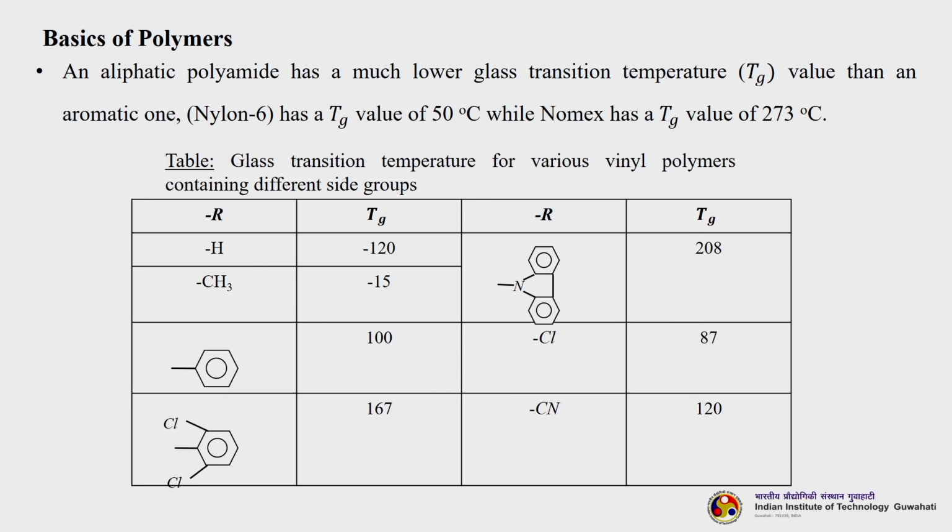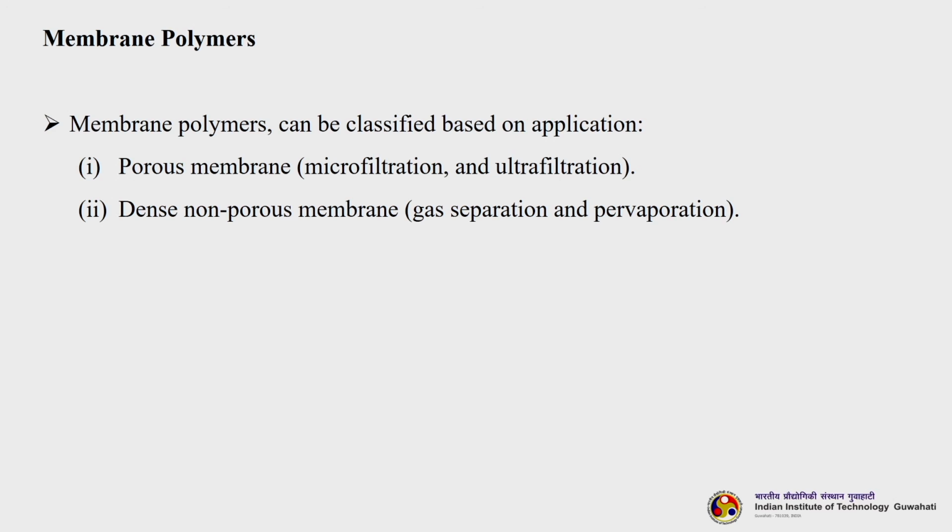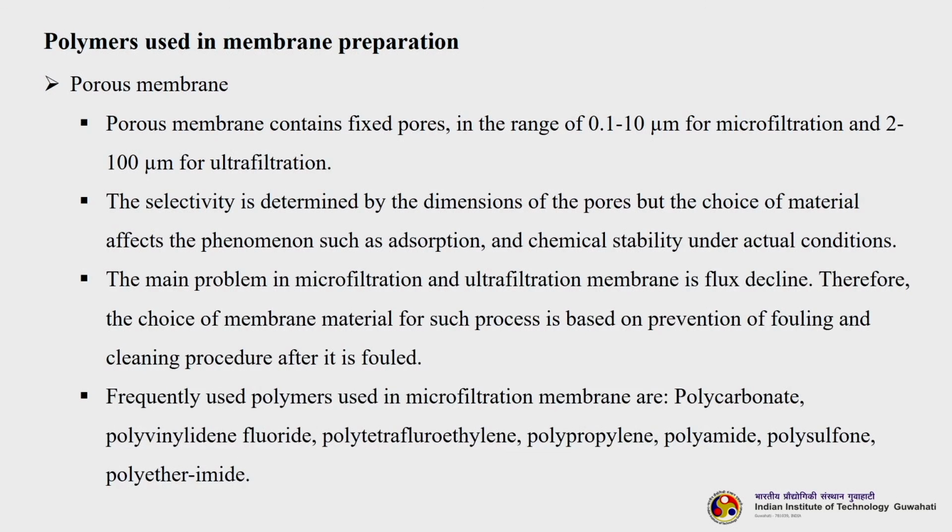This table gives the glass transition temperature for various vinyl polymers containing different side groups. Now, let us discuss membrane polymers. There are two different types of membrane polymers: one is based on porous membrane structures, another is dense or non-porous membrane structures. Porous membranes are used for microfiltration and ultrafiltration, and non-porous membranes are used for gas separation and pervaporation. Porous membranes contain fixed pores in the range of 0.1 to 10 micron for microfiltration and 2 to 100 micron for ultrafiltration.